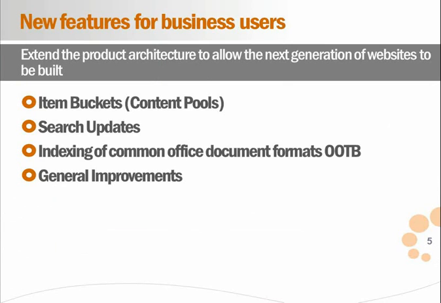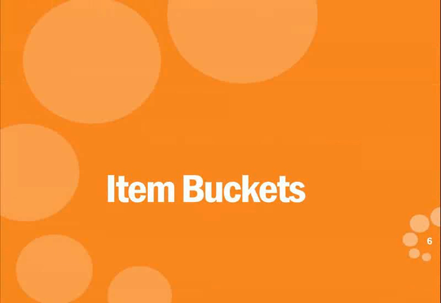To support this, we've got a couple of new features. The first one is item buckets, or you could also call them content pools. This is a way to store large amounts of unstructured content. There's also search updates. A lot of this release is about search, and you'll see that as we go through the demos. We've now got an easier mechanism to index common Office document formats such as Word docs, Excel spreadsheets, PowerPoint, PDF, things like that. And of course there's also some general improvements, as every Sitecore release has. So let's have a look at our first feature, item buckets.